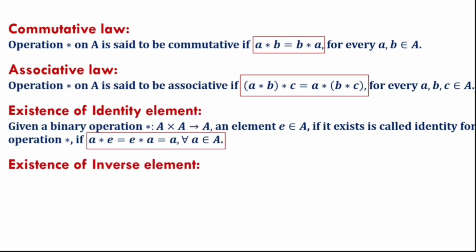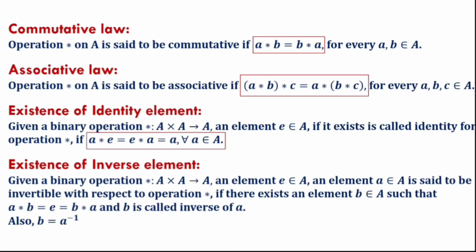The last is the existence of inverse element. Given a binary operation star from A cross A to A, with an identity element E belonging to A, an element A which also belongs to the set A is said to be invertible with respect to the operation star if there exists an element B which belongs to the same set A such that A star B is equal to B star A is equal to the identity element E. B is called the inverse of A and is denoted by B equals A inverse.